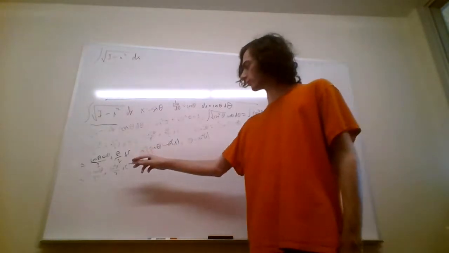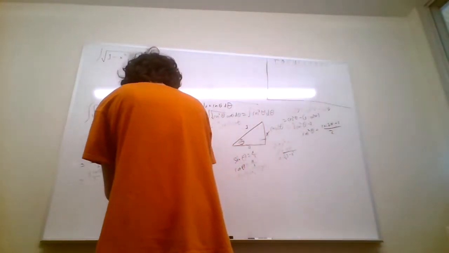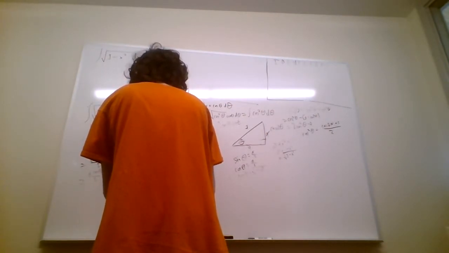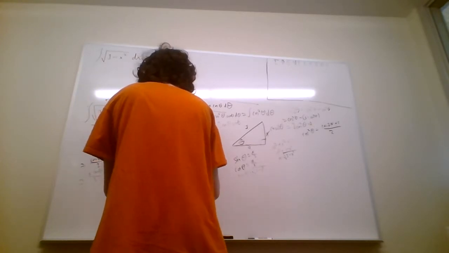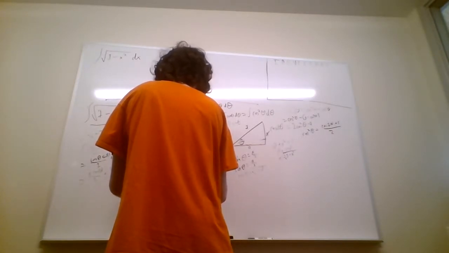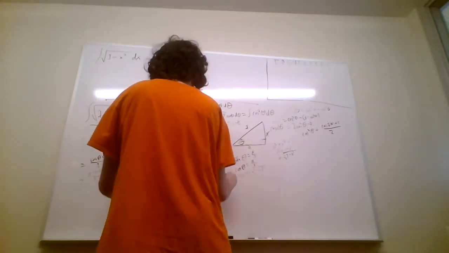And we can put that over there. So I'm going to write it out really quick. The integral is equal to x times the square root of 1 minus x squared over 2, plus inverse sine of x over 2, plus c. And that is our answer.